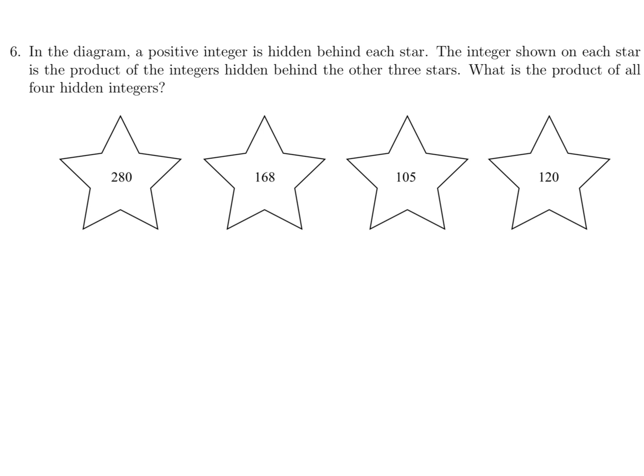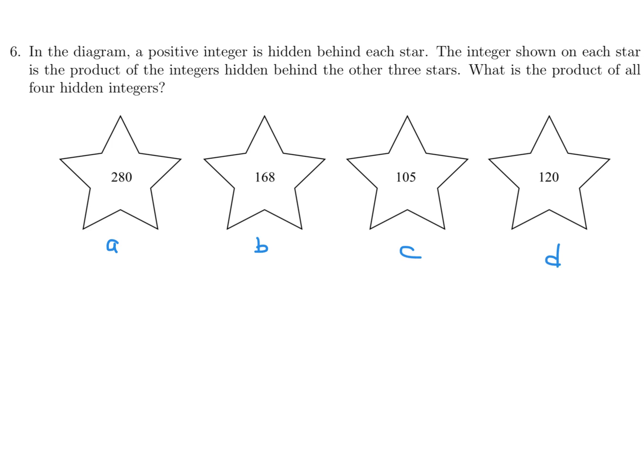In the diagram, the positive integer is hidden behind each star. The integer shown on each star is the product of the integers hidden behind the other 3 stars. What is the product of all 4 integers? Okay, so I don't know what the integers are behind, so I'll call A, B, C, and D. Those are the integers hidden behind the stars.